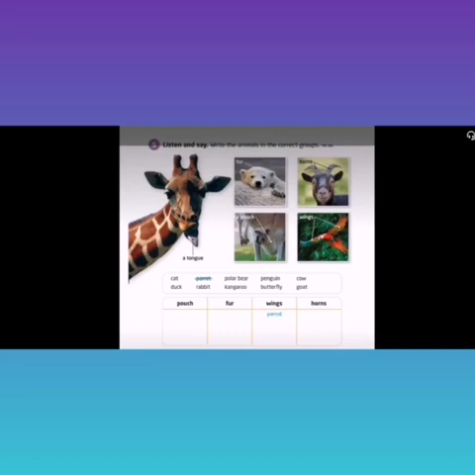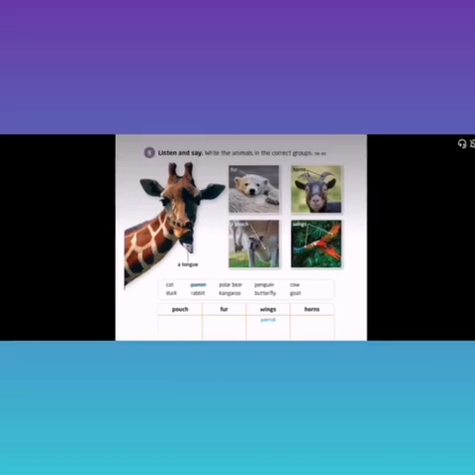Okay, very good. So now, repeat after me, all right? A tongue. A tongue. Okay, next. Fur. Repeat. Fur. Okay, next. Horns. Horns. Okay, the next one. A pouch. A pouch. Okay, and the last one. Wings. Wings.